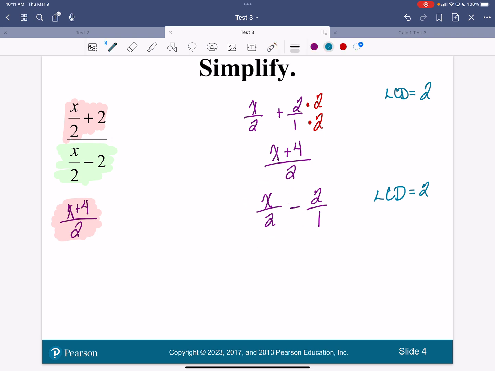The second one, what do I need to do? Good. So if I multiply the denominator by 2, I have to multiply the numerator by 2. Okay, so then I've got x minus 4 over 2.